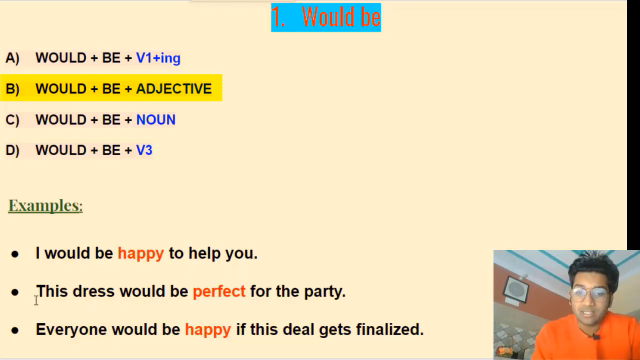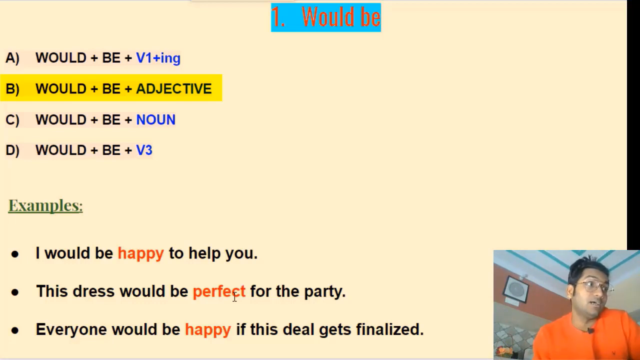Number 2, this dress would be perfect for the party. This dress would be perfect. Now, that's my choice. All right, now you have multiple dresses in front of you and you choose this one. Hey, this dress would be perfect for the party. So it's not an unreal situation, it's not a hypothetical situation. Here would is simply referring to a choice. You're using it to show your choice.